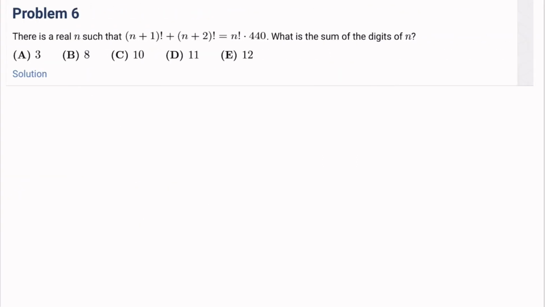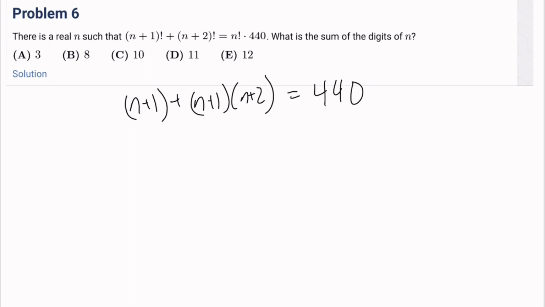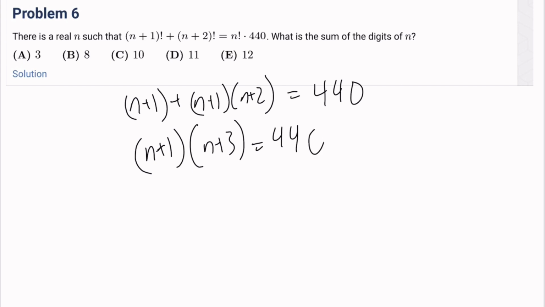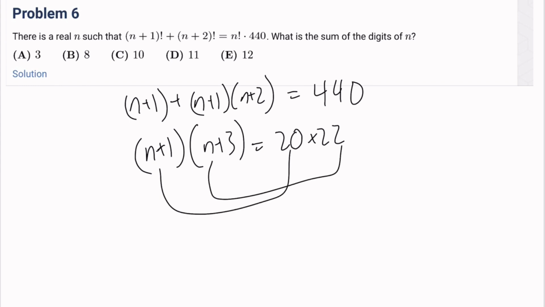Number 6, there is a real n such that this is satisfied. What is the sum of the digits of n? Okay, so first of all, we can divide everything by n factorial. That will get us n plus 1 plus (n plus 1)(n plus 2) plus (n plus 1)(n plus 2)(n plus 3) equals 440. If we take out n plus 1, that will be (n plus 1)(n plus 1)(n plus 3). This equals 440, and 440 is equal to 20 times 22, right? And so if n plus 1 equals 20 and n plus 3 equals 22, then n equals 19. So 1 plus 9, the answer is 10.